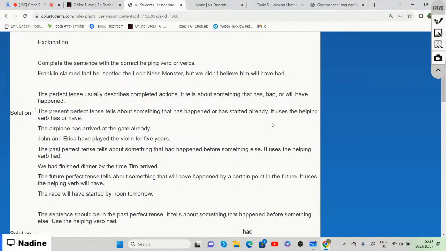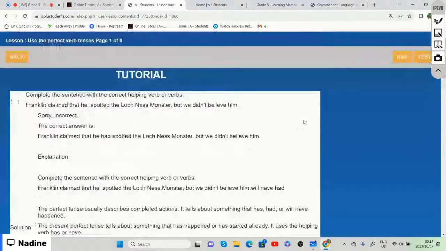All right. So now if we go on to our little activity, it says we need to complete the sentence with the correct helping verb or helping verbs. It says Frank claimed that he spotted the Loch Ness monster, but we didn't believe him. So we need to say if he had spotted, he have spotted, or he will have spotted the monster, but we didn't believe him.